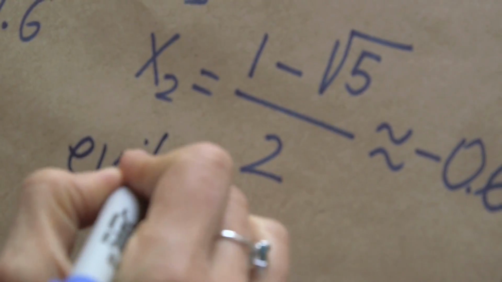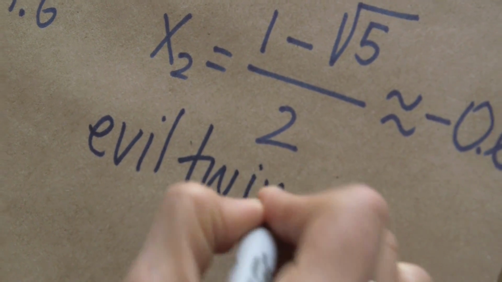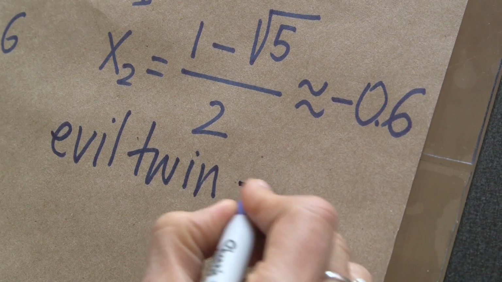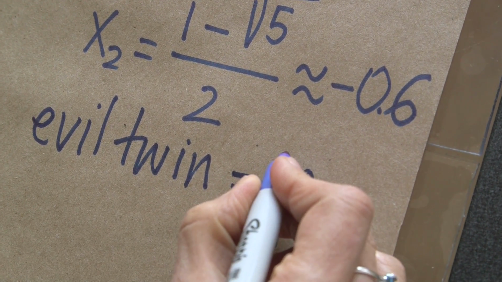Evil twin? Yes, right. Let's just do that. It's the evil twin of the golden ratio. And if you actually want a notation for it, you can say that it is bar of the golden ratio.